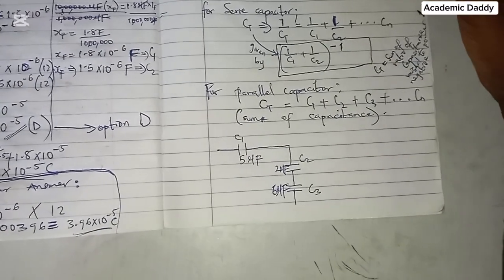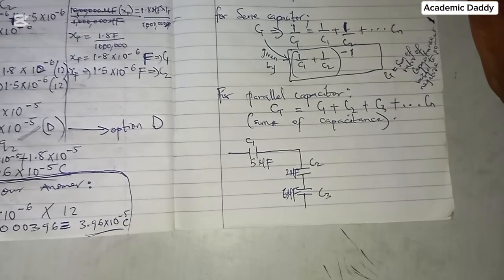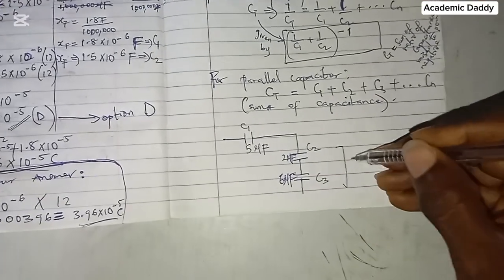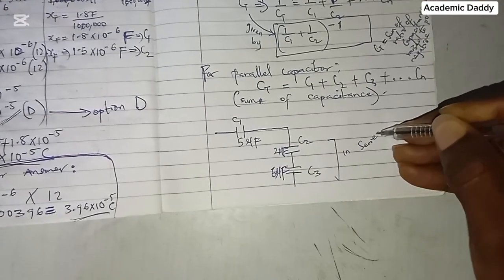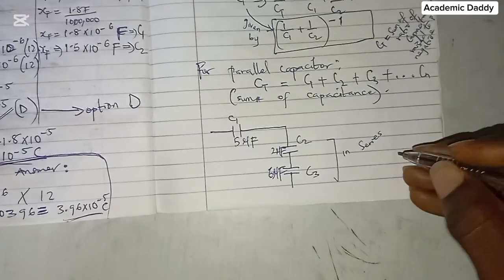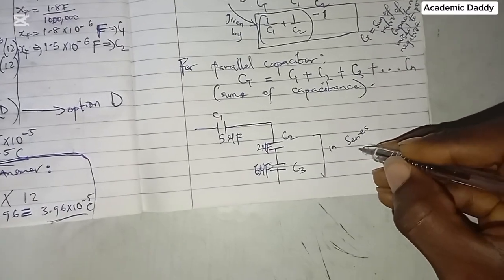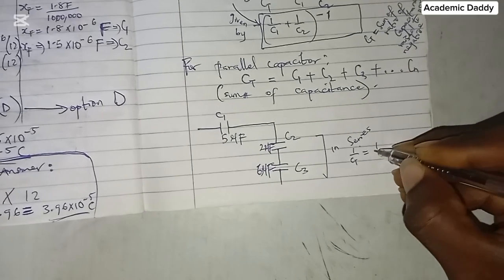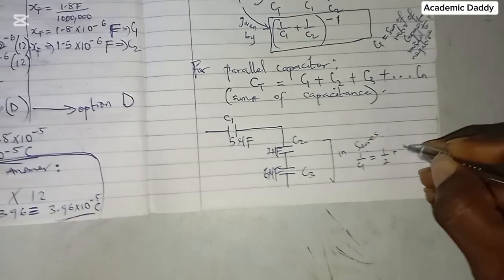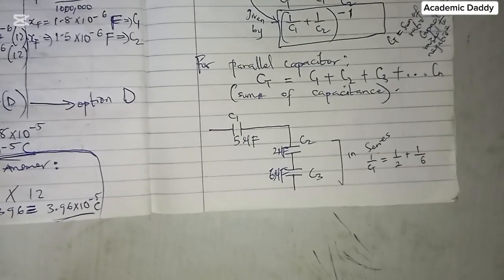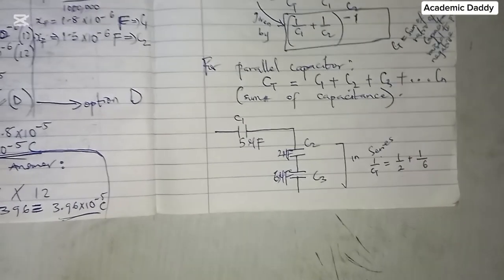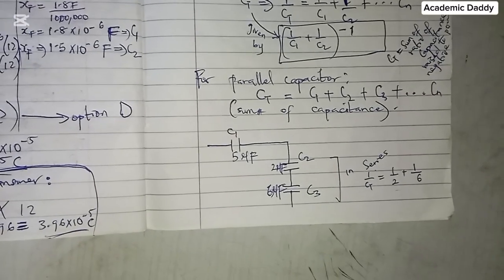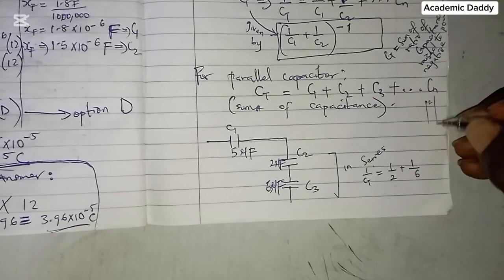So I will sum these two that are in series up. So in series, that means that it will simply be the same thing as saying 1 over CT equals 1 over 2 plus 1 over 6. And this will simply be having 6 as the denominator, because that's what they have in common when you have 2 and 6.